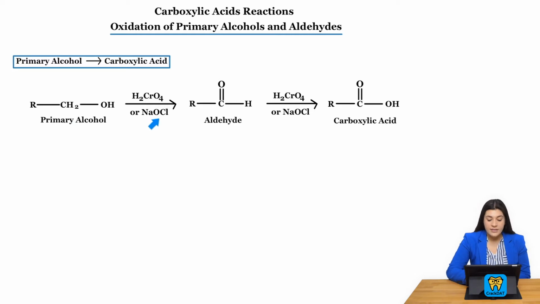If we oxidize this and use something that's a bit weaker, that's going to allow us to get to an aldehyde, as we saw before with oxidation of alcohols. Next, if we use the same oxidizing agent that's still not as strong, that's going to allow us to get to a carboxylic acid.